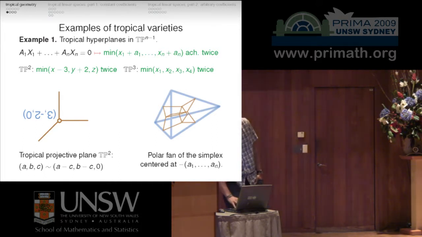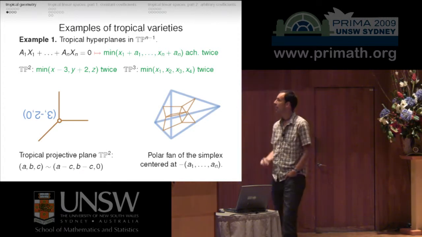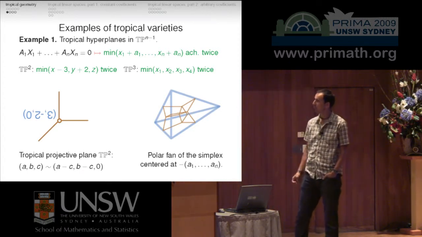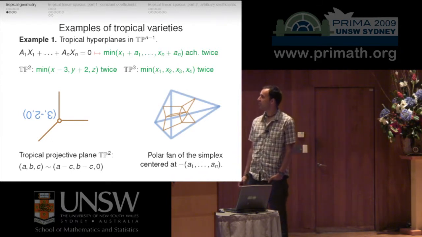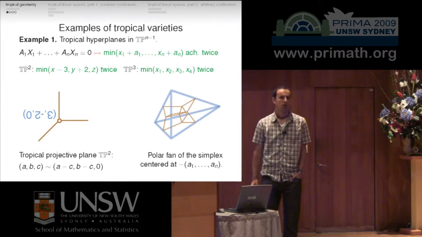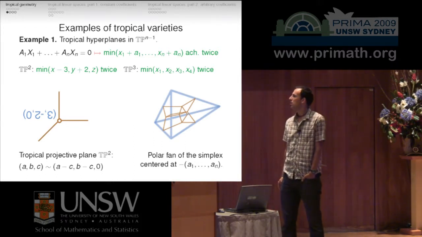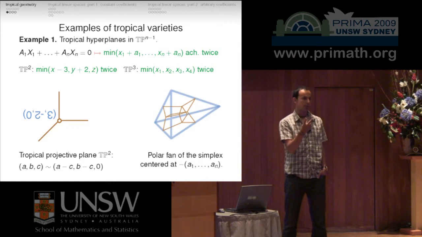The minimum of xi plus ai is achieved twice, where each little ai is the evaluation of the big Ai. So for example, a tropical line in TP2 is this one. The minimum of x minus 3, y plus 2, and z appears twice. And so, of course, you can imagine that this is going to have 3 pieces because you need to decide which 2 of the 3 are going to be the small ones, that are equal to each other.